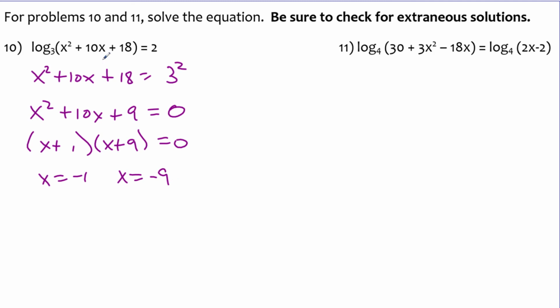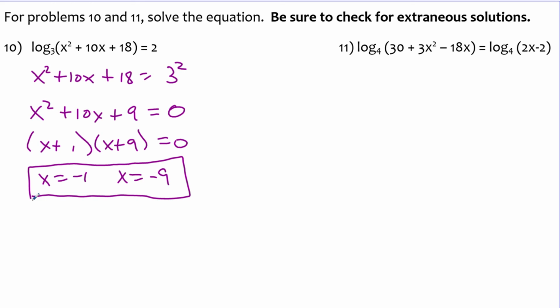I'll let you plug them back into this log expression. They do, in fact, give you good answers for both of them. So these are negative x values, and they are actually good. We don't have to worry about any negative answers. So check them, but in this case, when we check them, we should be good to go.